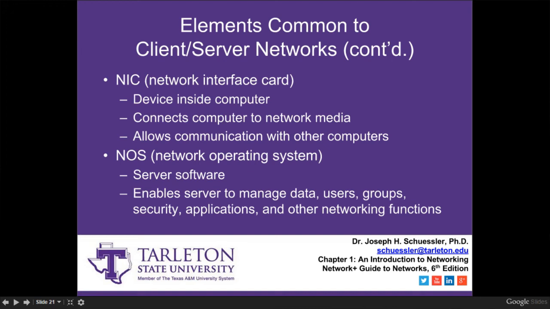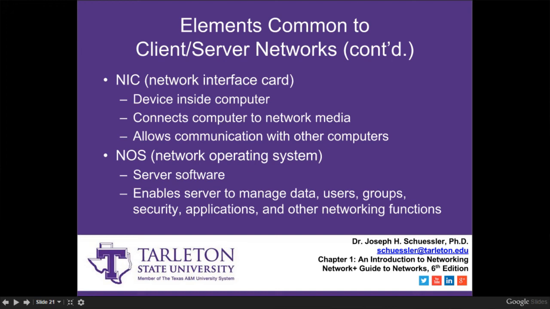Now, this can be a little bit confusing when we say physically connect. It may not be a physical cable. In many cases it is a physical cable. We have that network cable that we plug in. But it may be wireless. And so in that environment, when we talk about network media, we're talking about radio signals. But that's what allows us to communicate with other systems on the network.